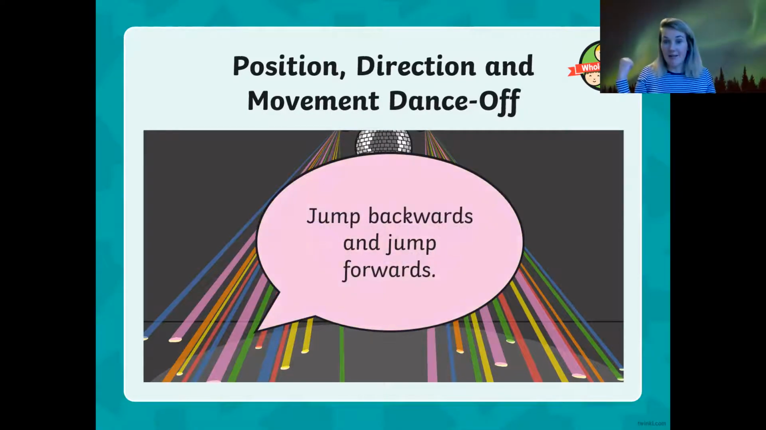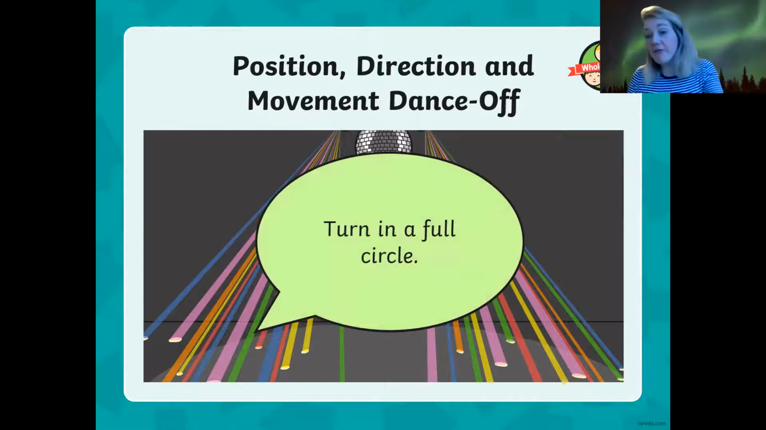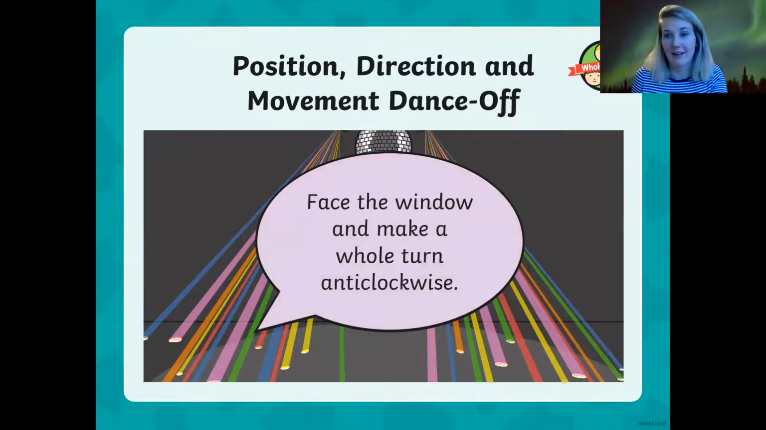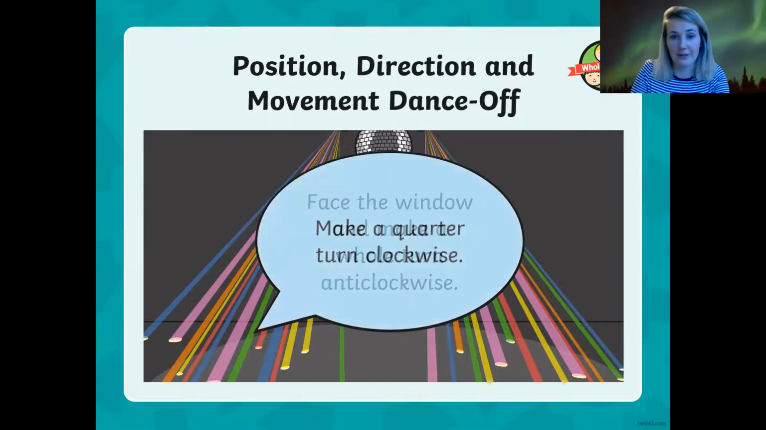Jump backwards and forwards. That's also describing direction. Turn in a full circle. Slide to the left, slide to the right. These are all describing movement. Face a window and make a whole turn anti-clockwise. So, there's my window. Anti-clockwise is that way. And you turn a whole turn the other way round.